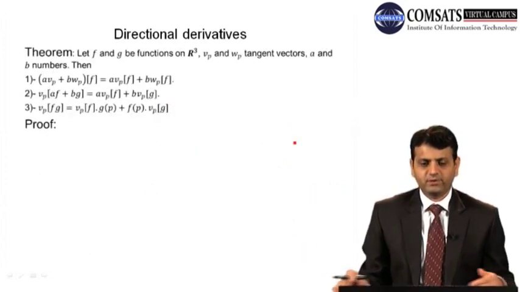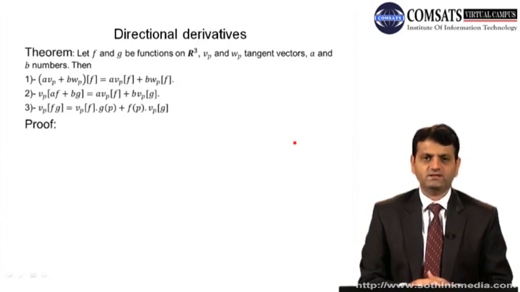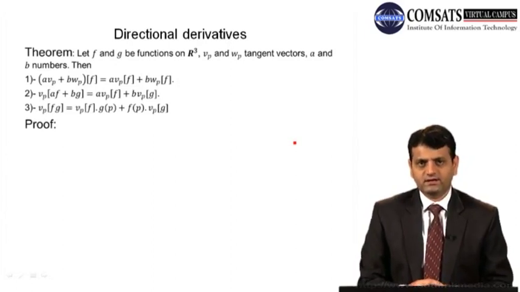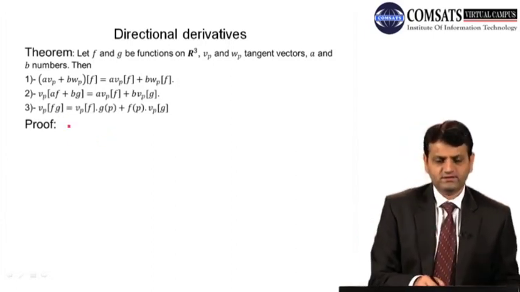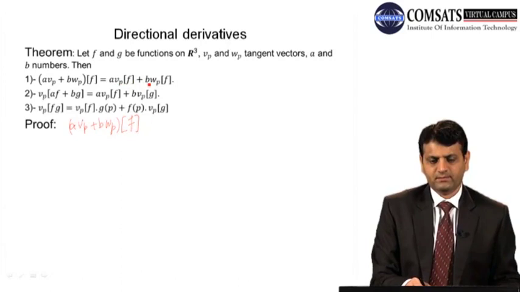Now we see some properties of directional derivatives which will help us to calculate directional derivatives more efficiently. ज़्यादा आसानी के साथ हम calculate कर लेंगे directional derivative को अगर हम इन properties को apply करें. So the first part says that the directional derivative of f in the direction AVp plus BWp is the same as A times the directional derivative of f in the direction of Vp plus B multiplied by the directional derivative of f in the direction of Wp.